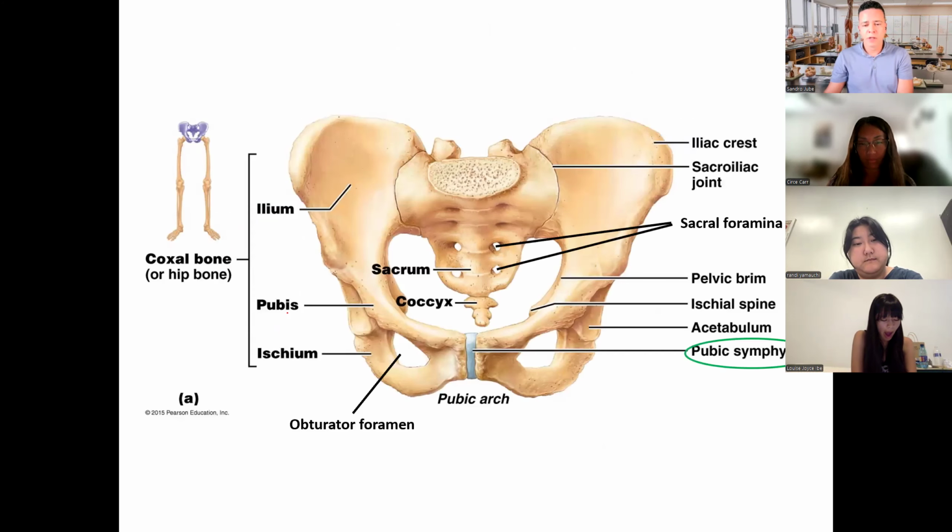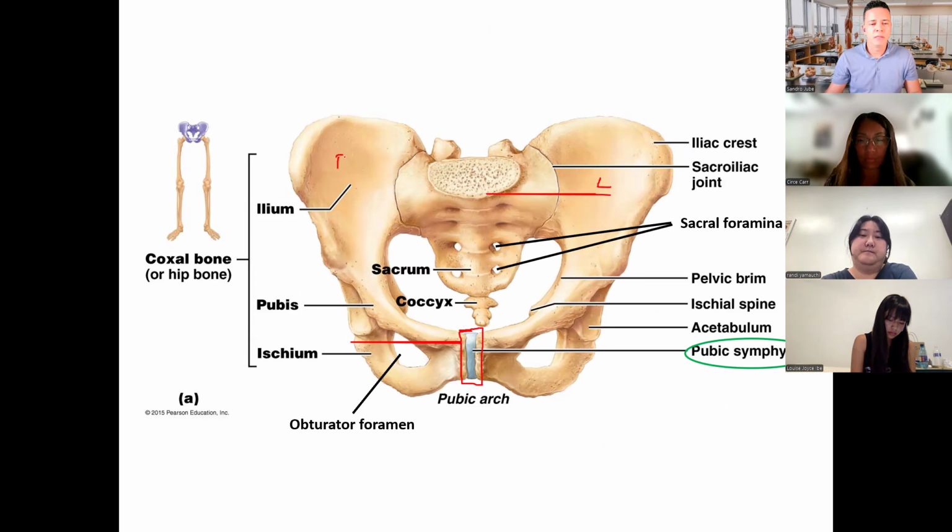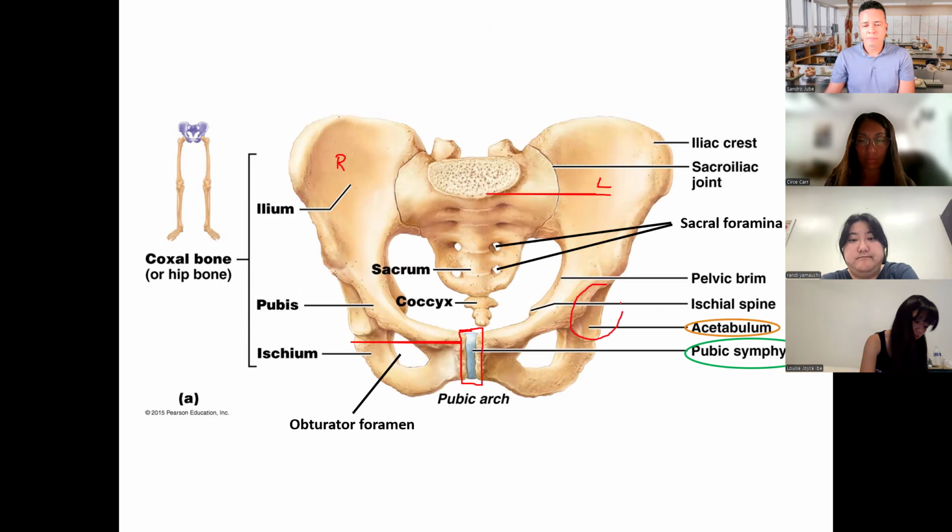Some of the markings that I want you guys to know include what I call the pubic symphysis, which is a little piece of cartilage right in the middle of the two hip bones. So here we have the left hip bone and we have the right hip bone. Then we have the acetabulum right here.